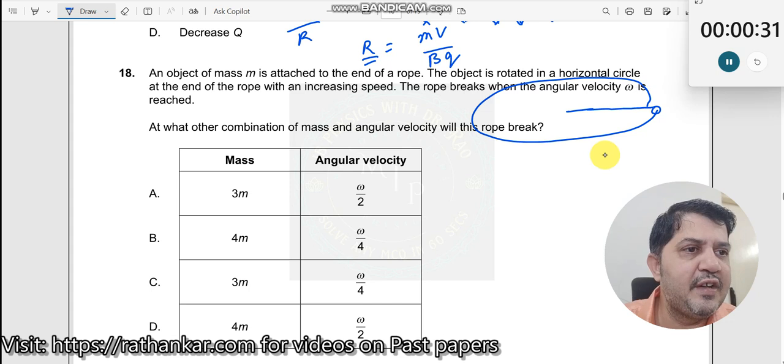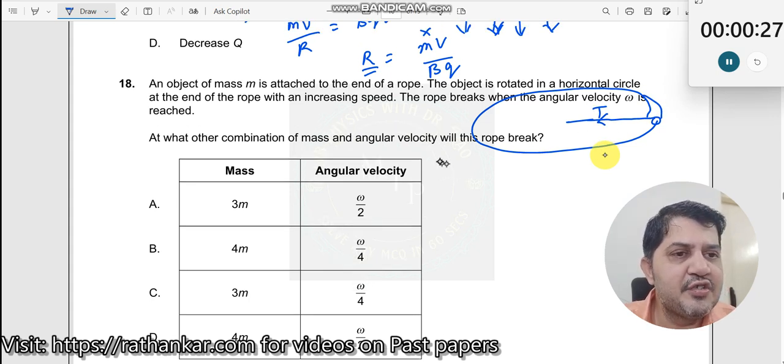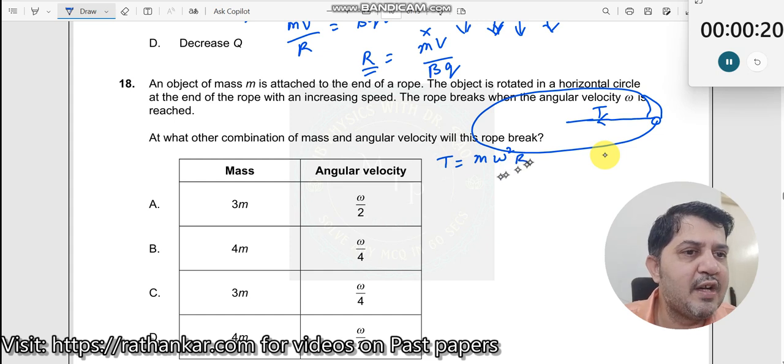Now let us write the free body diagram for this. This is the tension. So tension should be equal to m omega square r. I have converted v equal to r omega in the expression. I would have written this as mv square by r, which is m into r square omega square divided by r, thereby resulting in this expression.